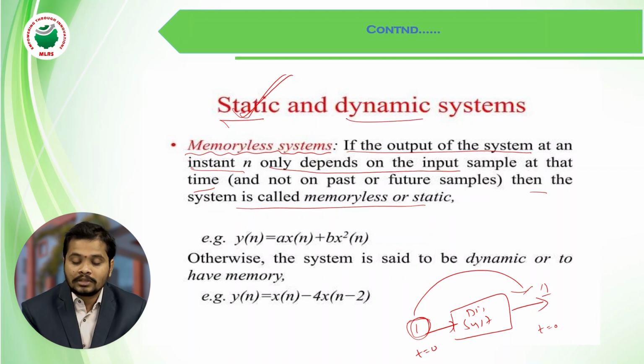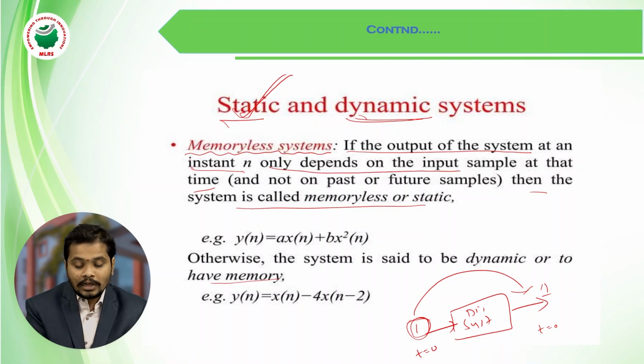Coming to dynamic systems, dynamic in general means something which can change. Otherwise, the system is said to be dynamic or to have memory. It has memory, so it can store past inputs and past outputs, and it gives the present output depending upon the present input and past outputs. The dynamic systems depend upon the present input as well as the past inputs, and give the output depending upon that.